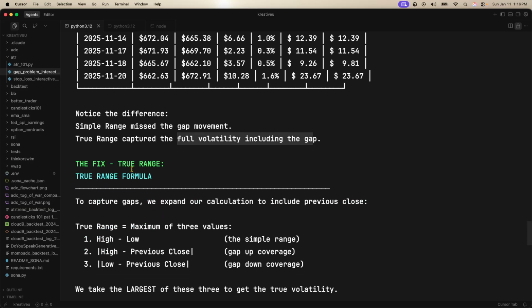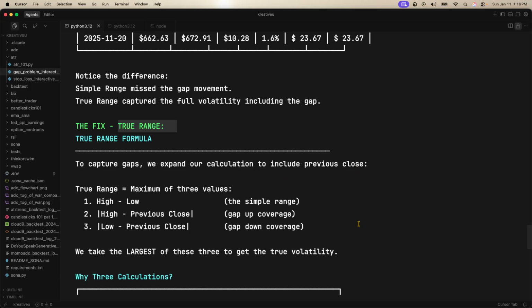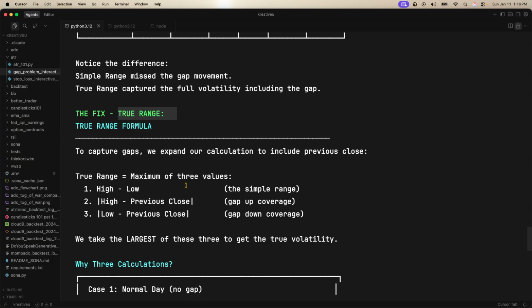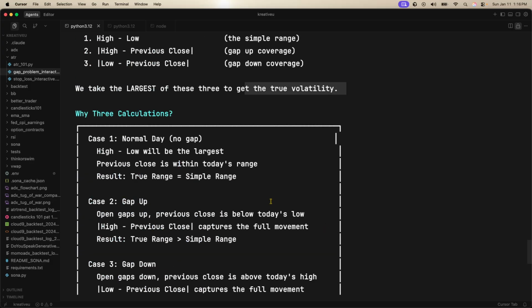So the fix is the true range. To capture the gaps, we expand our calculation to include the previous close. So true range is the maximum of 3 values: the simple range, the high minus the low; the gap up coverage, the high minus the previous close; and the gap down coverage, the low minus the previous close. We take the largest of the 3 to get the true volatility.